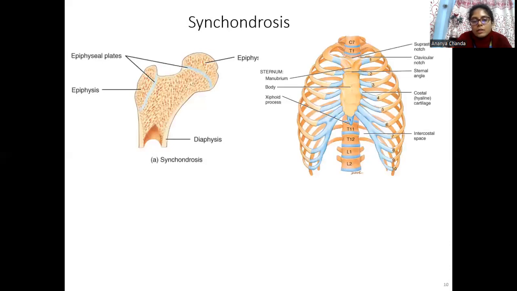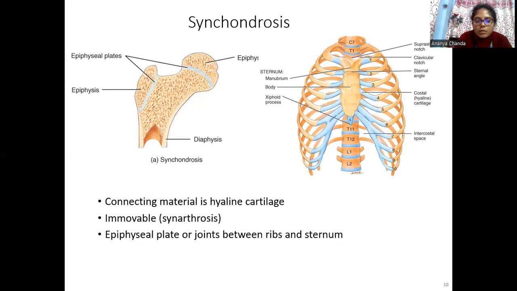So synchondrosis is this type of bones, in which the connecting element is the hyaline cartilage. So these are the hyaline cartilage present. These are mainly immovable in nature, and epiphyseal plate. So this portion are the epiphysis, and the plate between the epiphysis are the epiphyseal plates, or known as the joints between the ribs and the sternum.